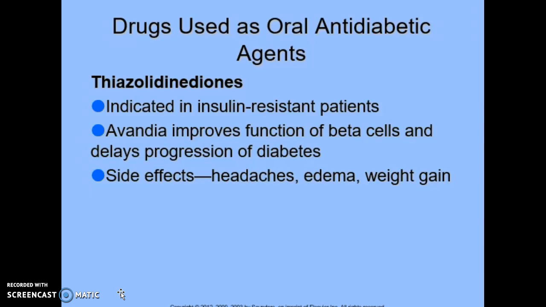Thiazolidinediones are indicated in insulin-resistant patients. Avandia improves function of beta cells and delays progression of diabetes, but the side effects are headaches, edema, and weight gain. It has been shown to work in insulin-resistant patients and patients no longer responding to the sulfonylureas.